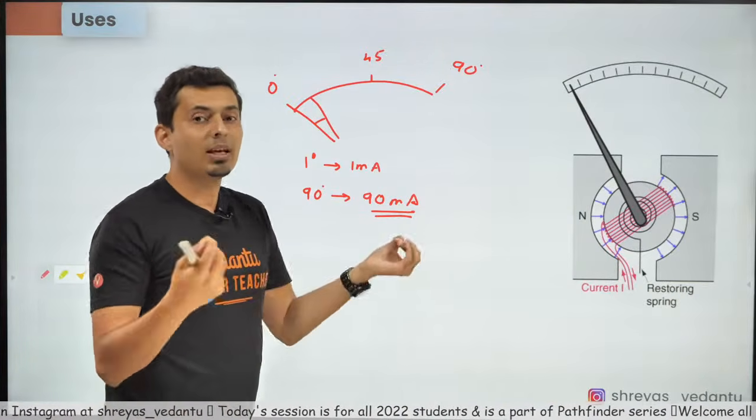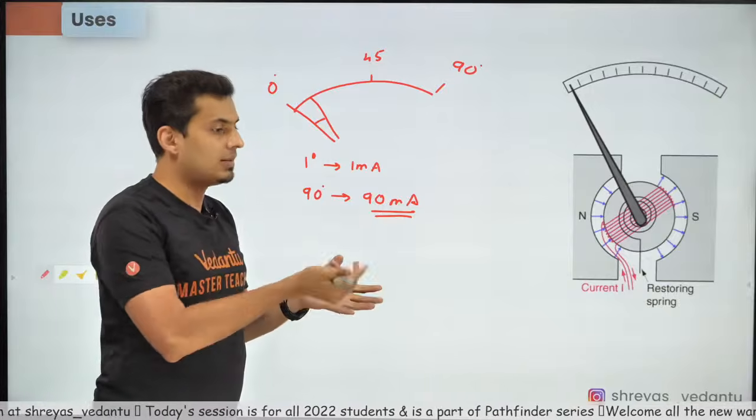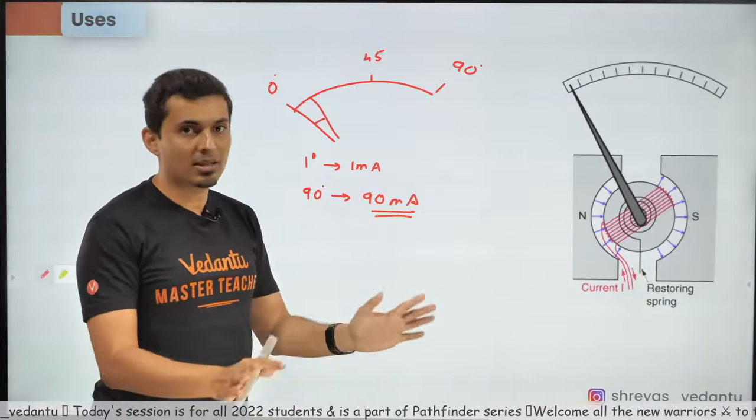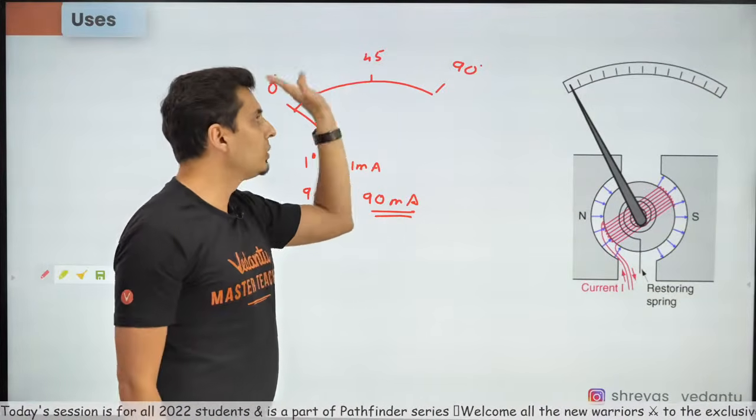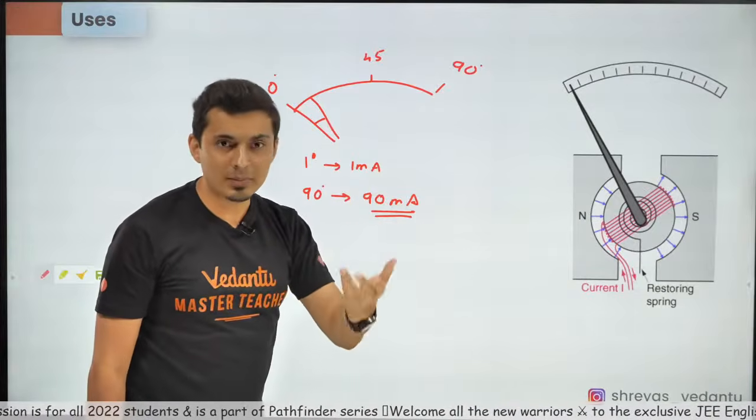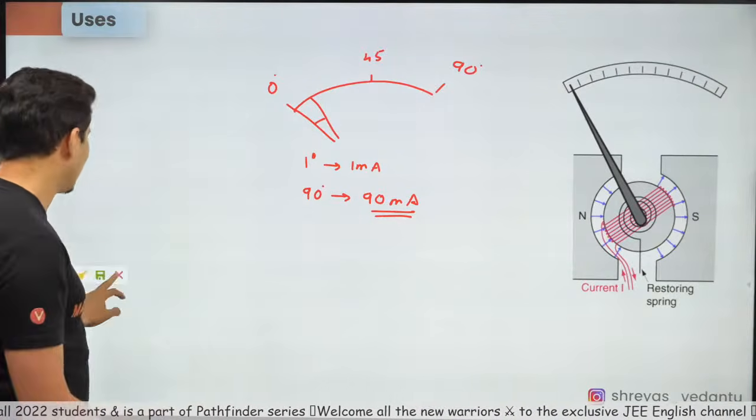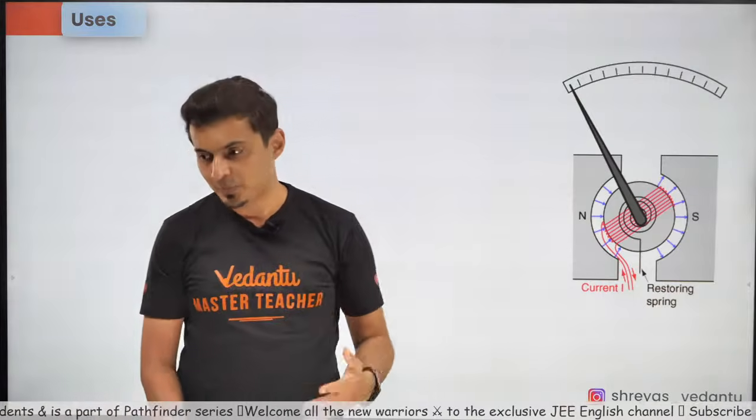The second way is that it can be given to you experimentally: they pass different currents and figure out that this is the maximum current you can pass, and accordingly you make markings on the scale. So either way you can get it. I hope that makes it clear.